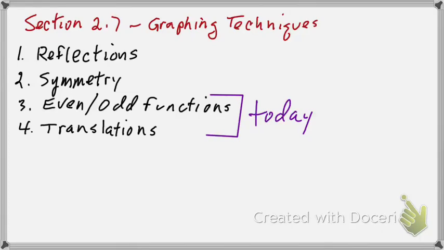So last week, we talked about reflections and symmetry. This is going to wrap up section 2.7. Today, we're talking about, obviously, even and odd functions and translations.